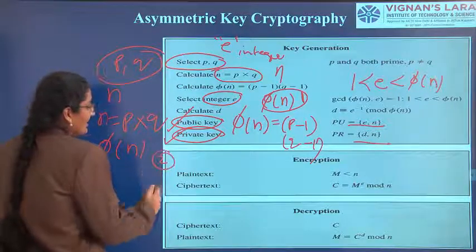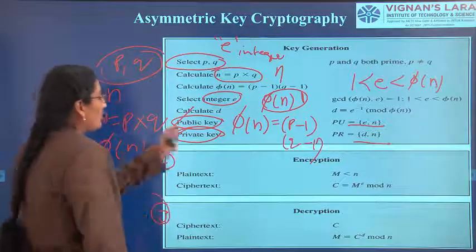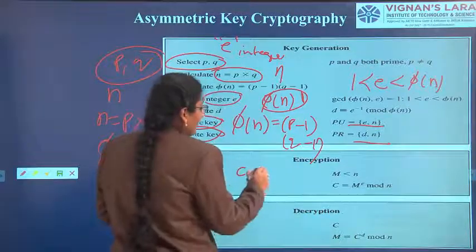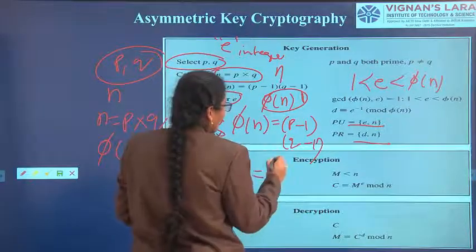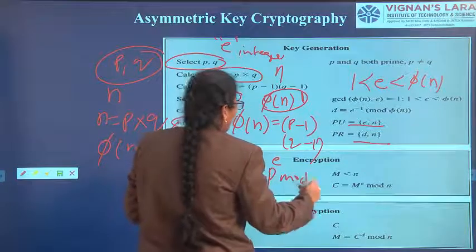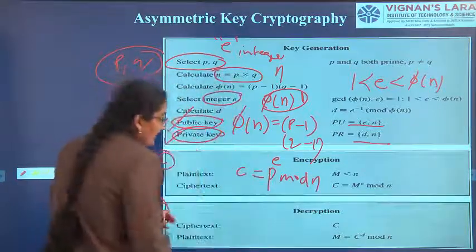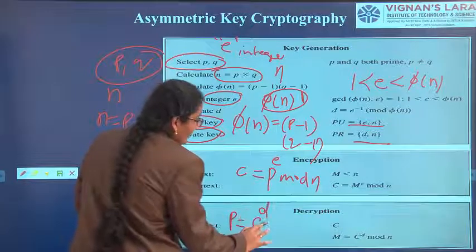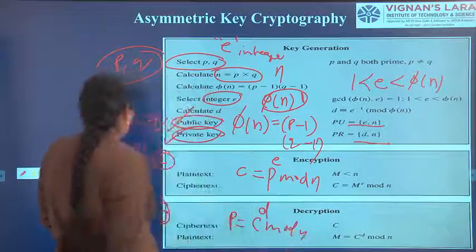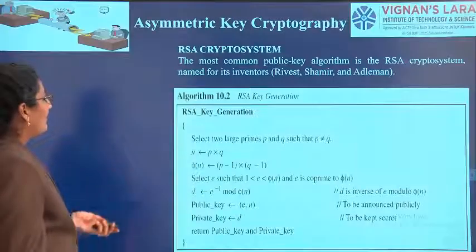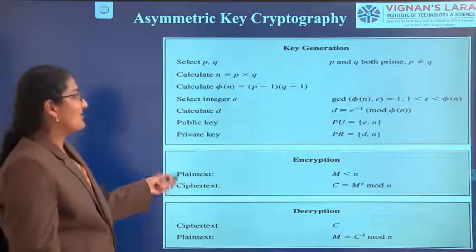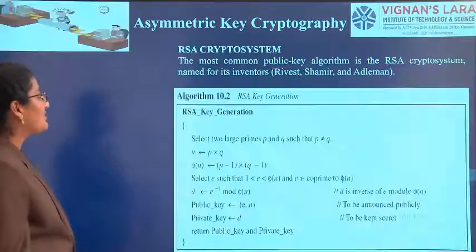Then the second step is encryption, and the third step is decryption. What is encryption actually? To get the ciphertext, it is plain text power E mod n. What is decryption actually? Decryption means you want the plain text, so it is ciphertext power D mod n. These are the formulas. So we have seen the RSA algorithm in the form of steps: key generation, encryption and decryption.